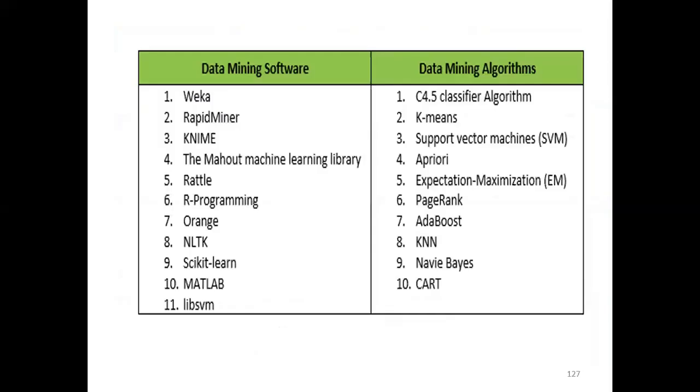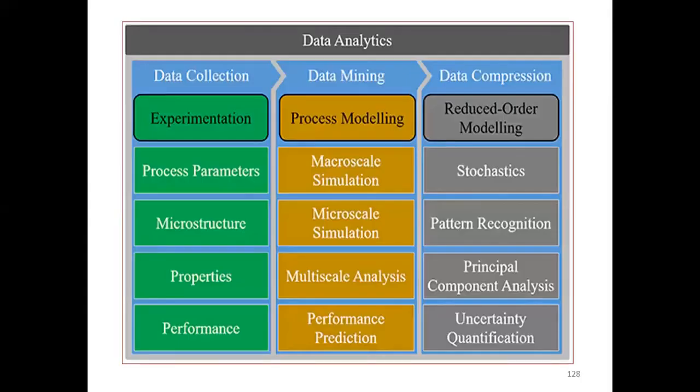These are the top 10 data mining algorithms and data mining software: Weka, RapidMiner, KNIME, Mahout, Rattle, R programming, Orange, NLTK, Natural Language Toolkit, Scikit-learn, sklearn, MATLAB, LIBSVM. Data mining algorithms like CART, naive Bayes, KNN, AdaBoost, PageRank, expectation maximization, Apriori, support vector machines, K-means, C4.5 classification algorithms, etc.